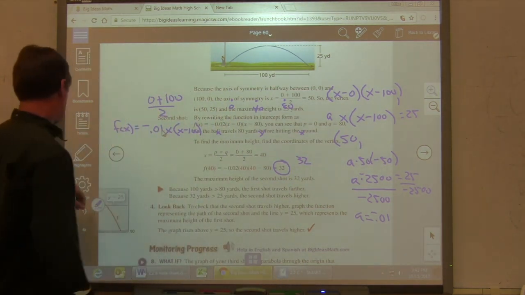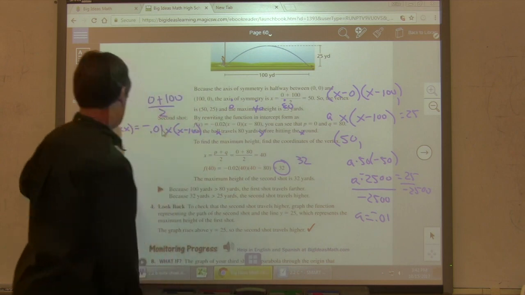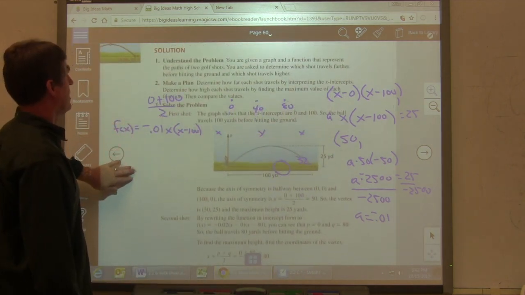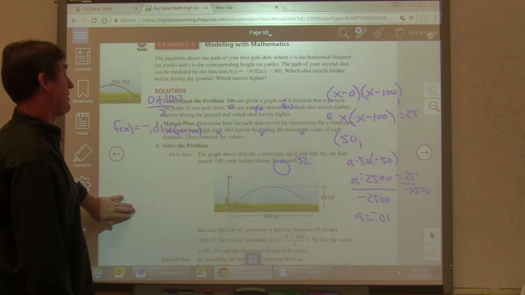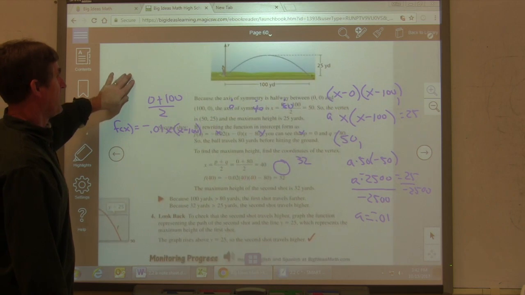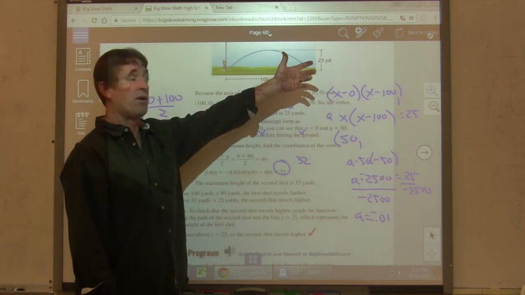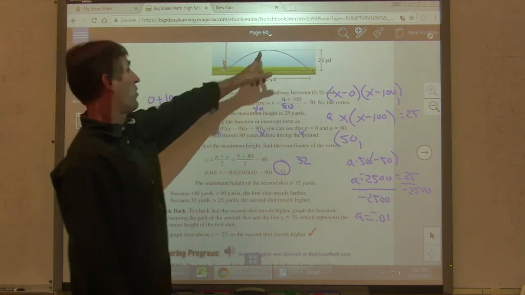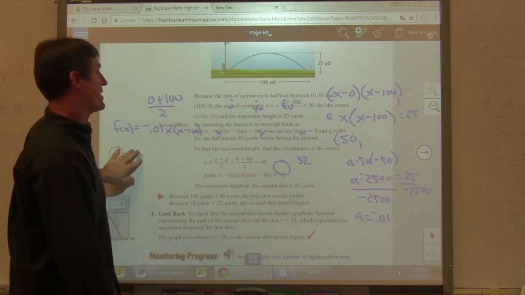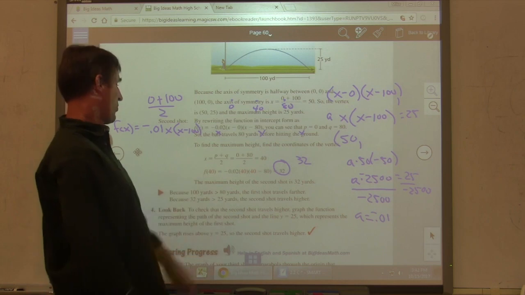So now if we go back to what they ask us to, which shot travels further before hitting the ground and which one travels higher? Well, we know that the first shot went 100 yards, so it went further, but it only went 25 feet high, and we found that the second shot went 32, so the second shot was higher, but shorter.